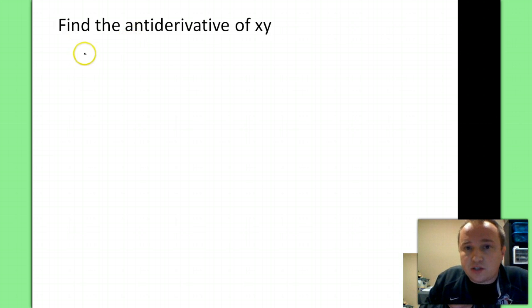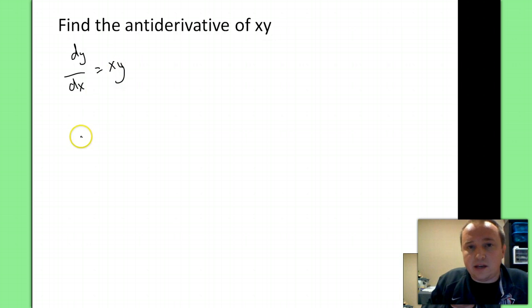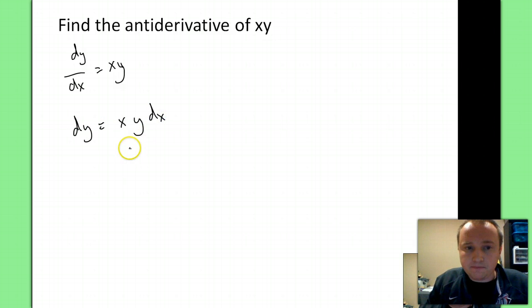So find the antiderivative of xy. The problem would have been written as dy dx equals xy, and to go back and find the solution for it, first thing you have to deal with is dy dx, you need to split it up. So you've got dy equals xy dx. Now you need to get all of your x's with the dx, and all of your y's with the dy. So I'm going to divide both sides by y. So we have dy over y equals x dx.